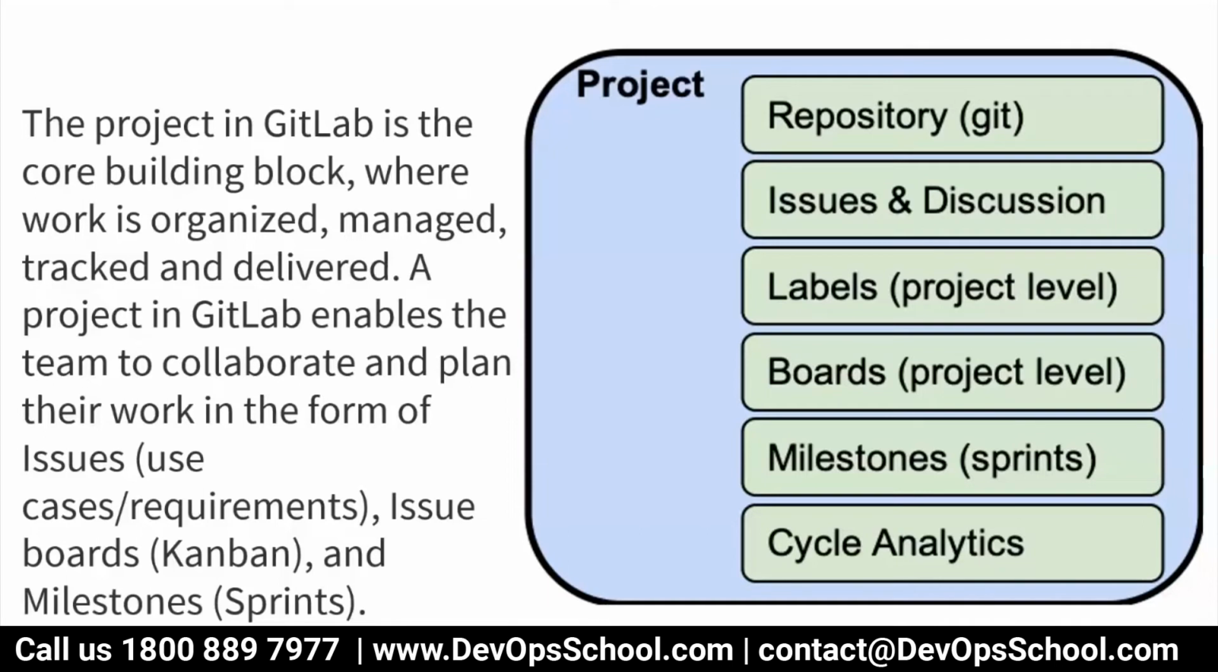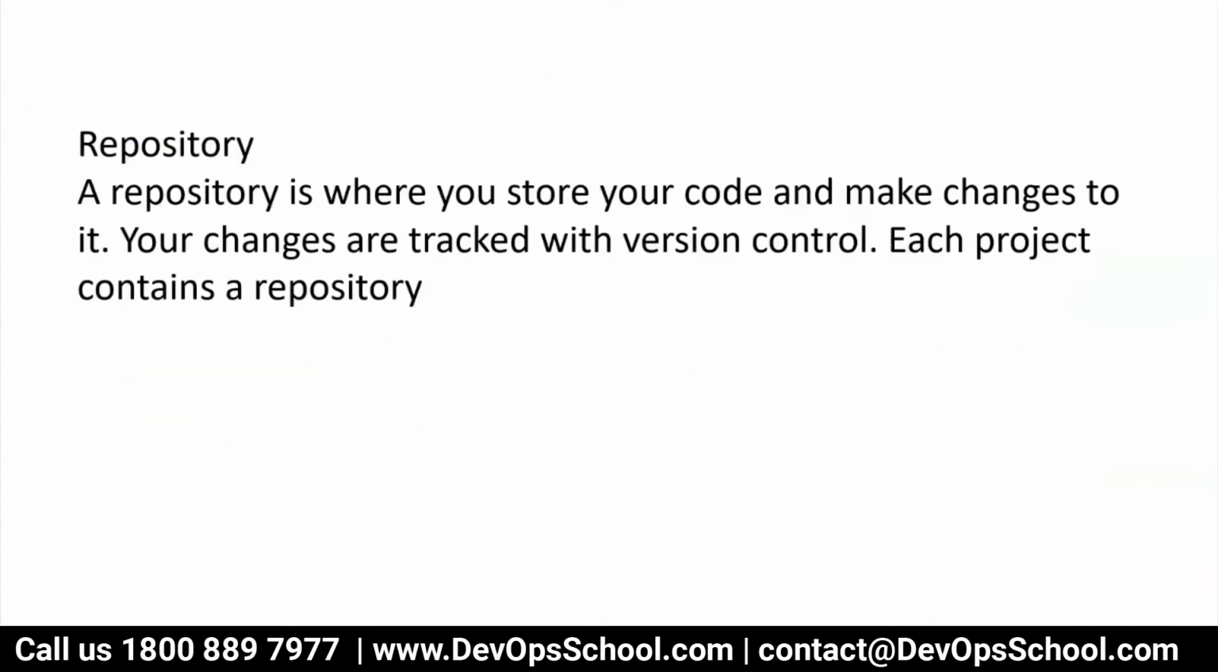Okay, so now we have understood the project. Now let's start with repository. I think this is a keyword which we all understand. A repository is a place where we have the source code version. So repository is where you store your code and make changes to it. Your changes are tracked with version control.